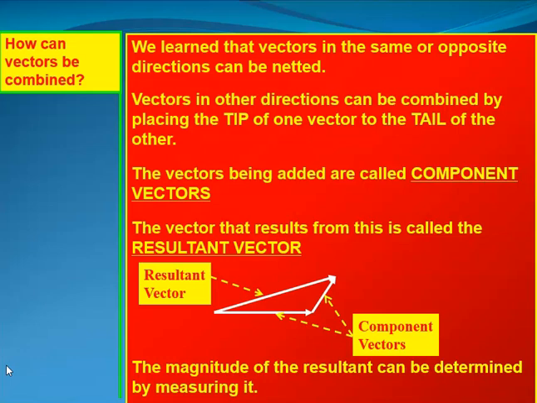So if the two component vectors are shown there, the one moving to the right and the one moving diagonally up to the right, if you add those by placing them tip to tail, then you get the longer vector that you see there. That's called the resultant. The magnitude of the resultant can be determined by measuring it. Notice there's no way to mathematically combine those two component vectors because they're not moving in the same or opposite direction. So you can combine them graphically like this, placing them tip to tail, and then measuring the length of the resultant vector.